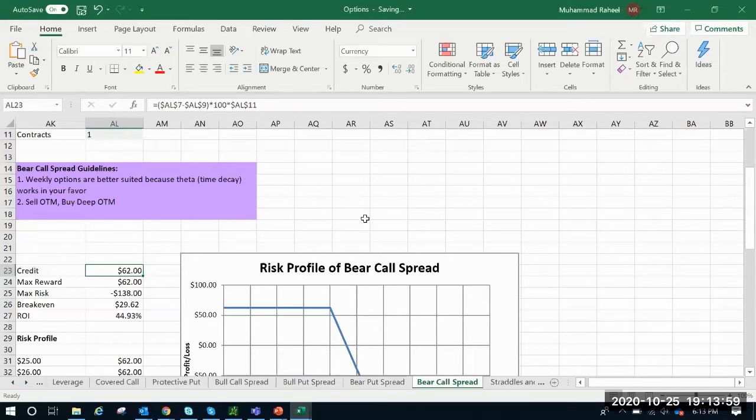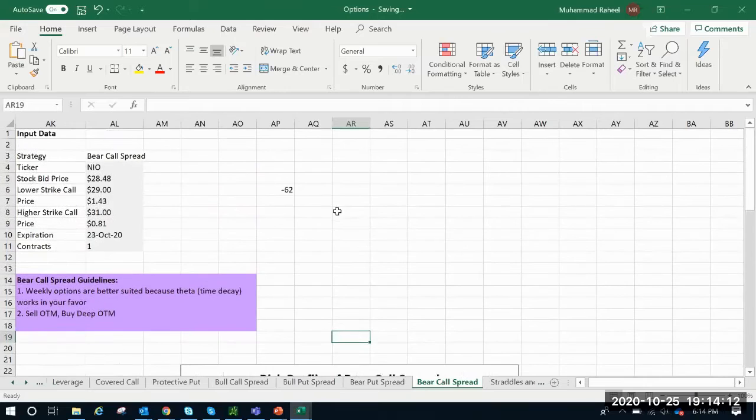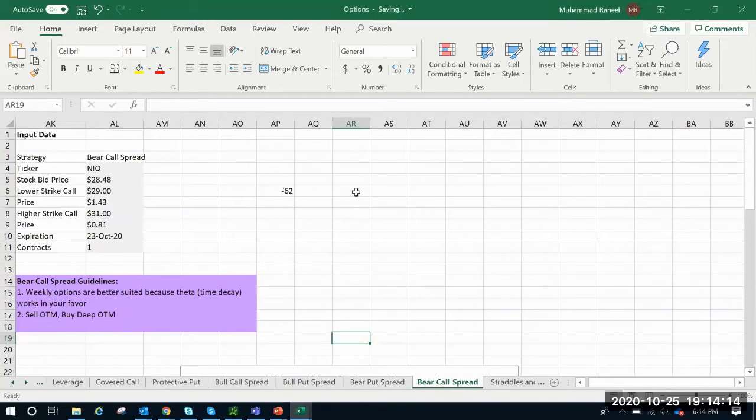Your brokerage firm will put $62 in your account, but at the same time, they will deduct the maximum loss, because the brokerage wants to cover themselves for what's potentially the maximum loss that can occur. So let's go through the mechanics of this so we actually understand what's going on.